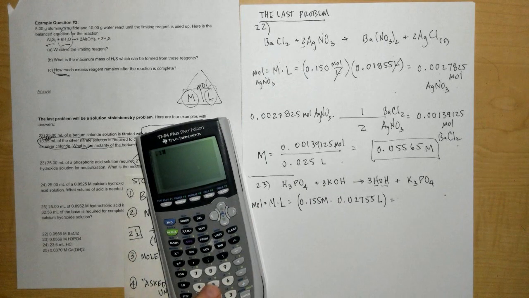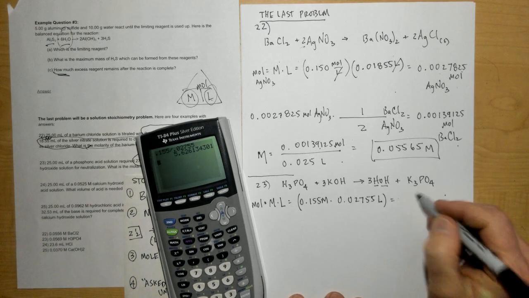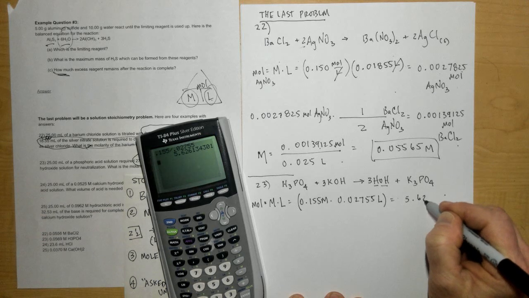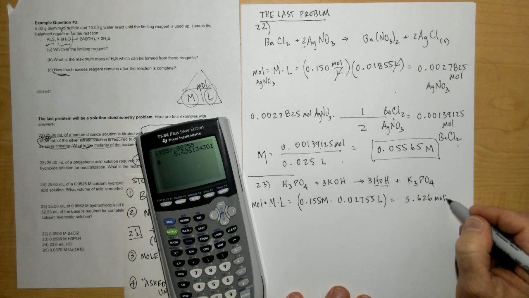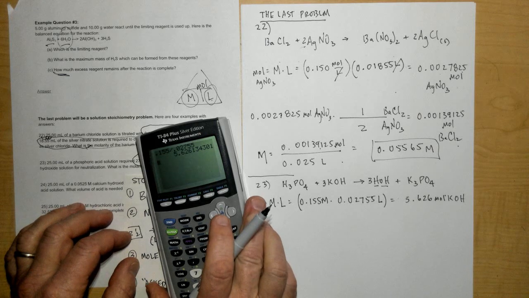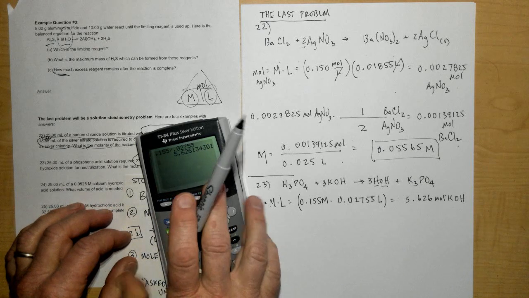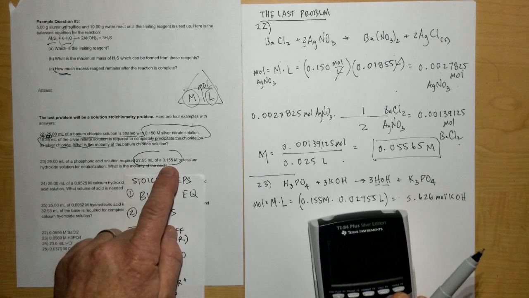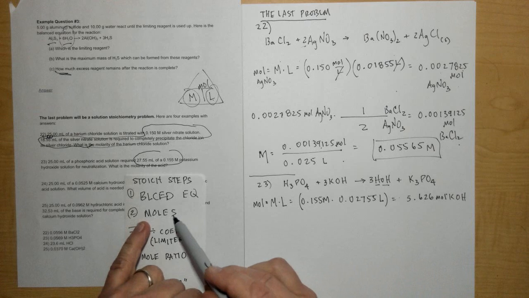So 0.155 divided by 0.02755. Enter. That means 5.626 moles of the potassium hydroxide are needed. Let me just double check my math here. 0.155, 0.02755. Those are my milliliters and my molarity of my potassium hydroxide solution. Okay? That's step number 2 done.